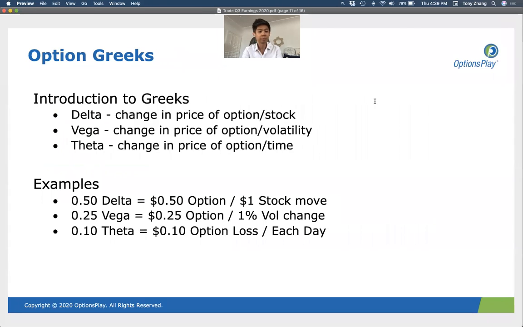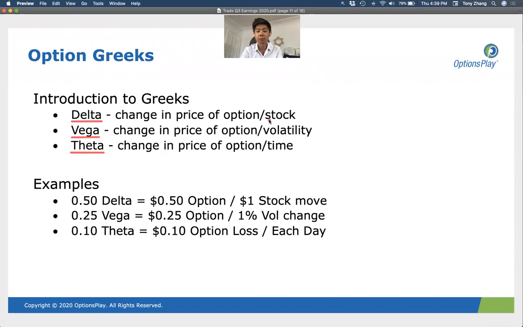Okay, perfect. So we talked about the large stock move, we talked about volatility crush, and we talked about time decay. Now let's talk a little bit about how to define them, how to quantify it, right? Because so far we've talked about it from a conceptual perspective. So like I said, we have three things at play. We have delta, we have vega, and we have theta.